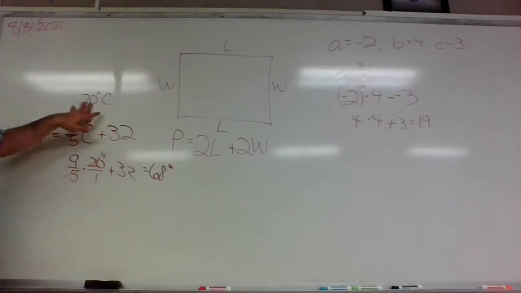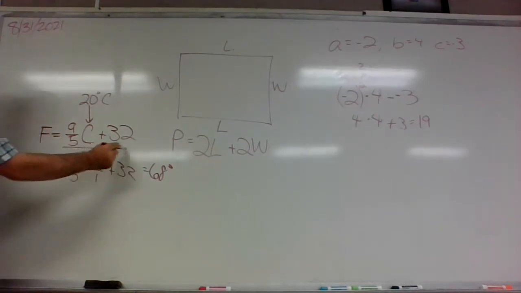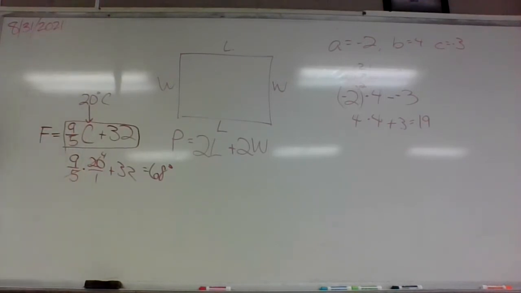So 20 degrees Celsius is about room temperature. 40 degrees Celsius is like outside temperature right now. Hot, very hot. Anyways, that's how you just use that formula, plug it in. There's a Fahrenheit to Celsius formula also, but we don't need that one.